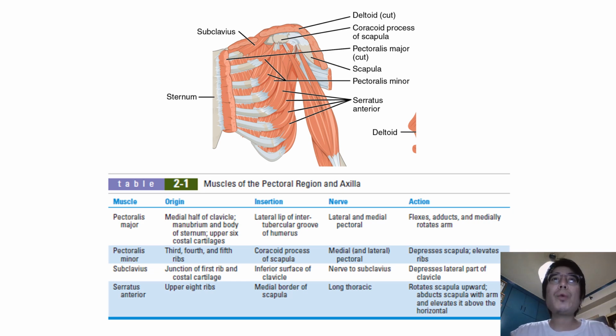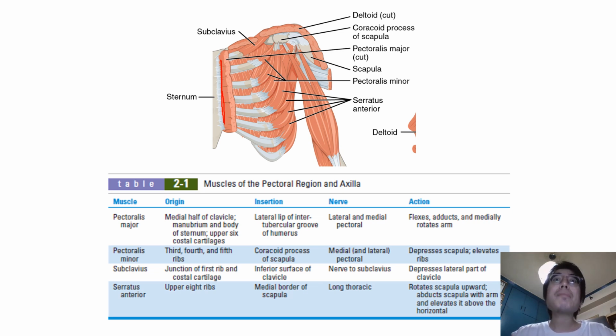First, we start with the muscles of the pectoral region and the axilla, starting with the pectoralis major. The pectoralis major is cut here, but it is actually the largest muscle in the pectoral region. Its origin is the medial half of the clavicle, as well as the manubrium and the body of the sternum, and the upper six costal cartilages.